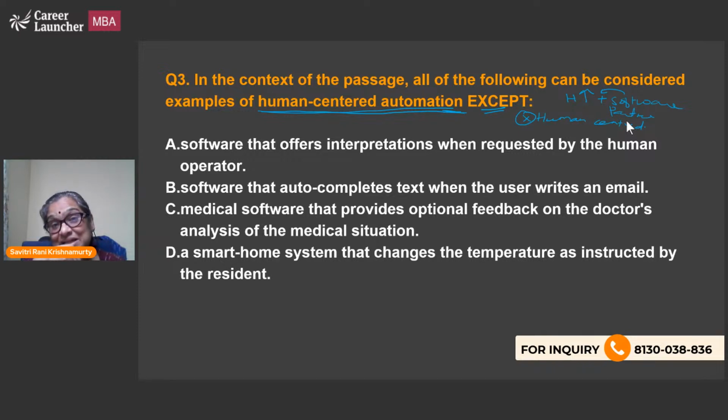Human centered, one that is driven by the human being, one where it is the human being who's using the automation as an aid rather than the other way around. So you have to apply that to the situation and see in which one the human being is not the primary player.